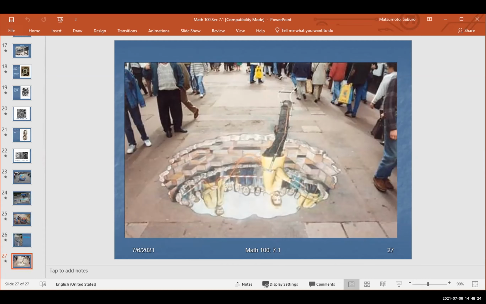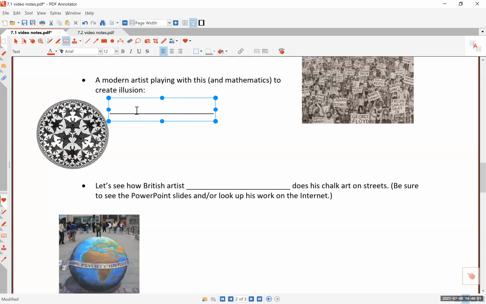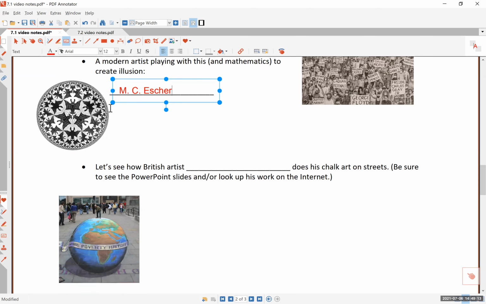Okay, let me go back and finish the lecture notes. So we will go back to the notes by switching the screen. Okay, so a modern artist playing with this. There are several, but Maurice Escher is one. And I was a research mathematician once upon a time, and two of my colleagues actually wrote a joint paper on this piece called Heaven and Hell.